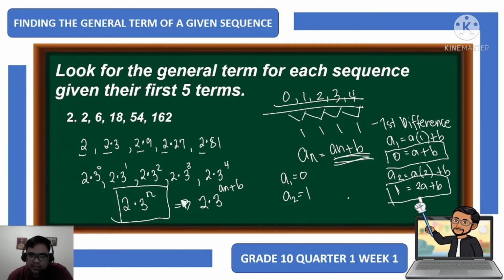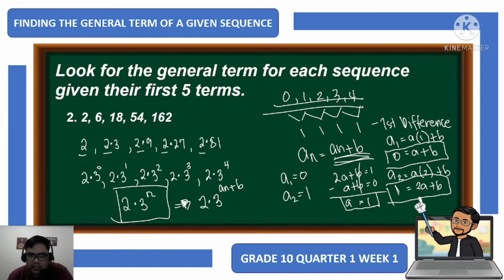Again, by using elimination, we have 2a plus b. We have a plus b equals 0. Yung 2a plus b is equal to 1. So, again, elimination method, 2a minus a is a. b minus b is 0 or cancelled out. 1 minus 0 is 1. So, therefore, a is 1.